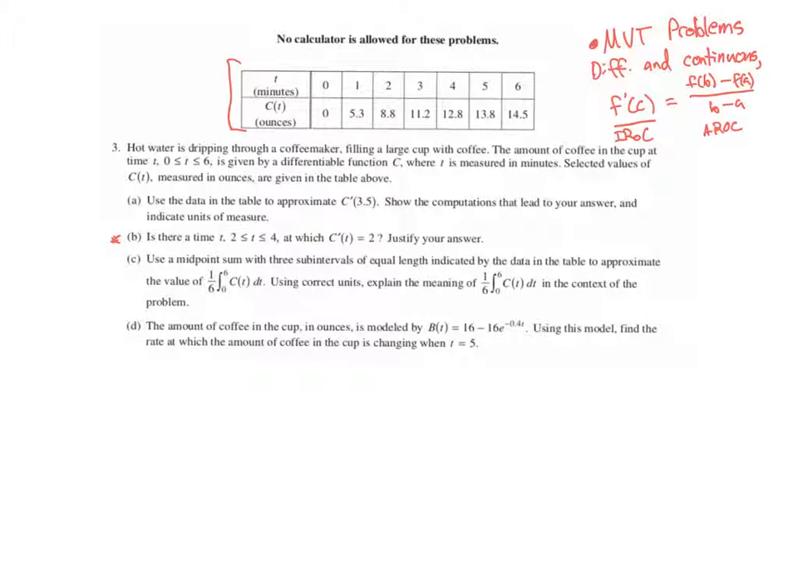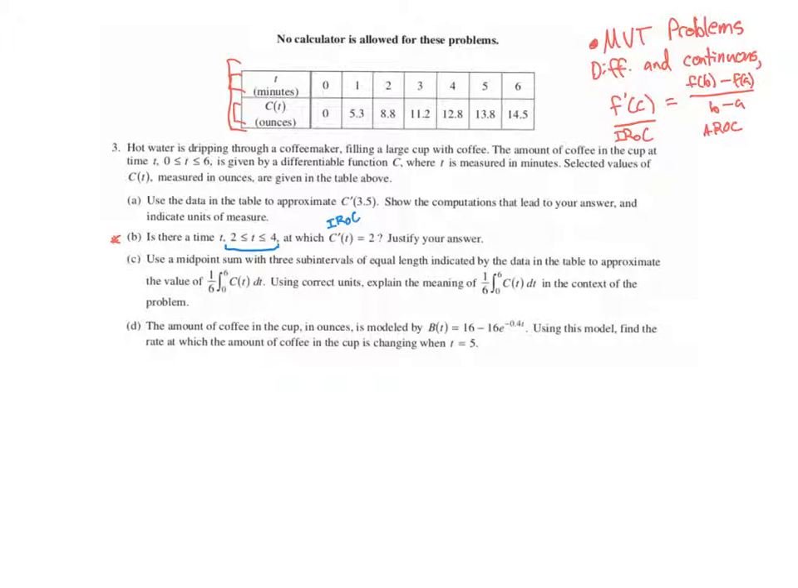So this is the coffee maker problem with hot water dripping through it. We've got a certain amount of ounces at each particular minute t. So what part B is asking is: is there a time t, for t from 2 to 4, within this particular time interval at which c prime of t, that's the instantaneous rate of change of the amount of ounces in the cup, is equal to 2, and to justify our answer.